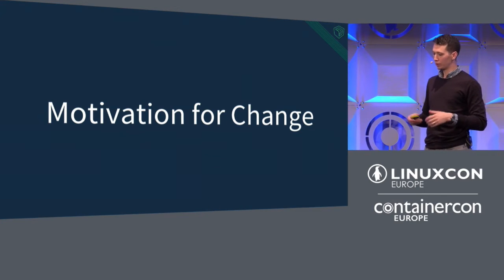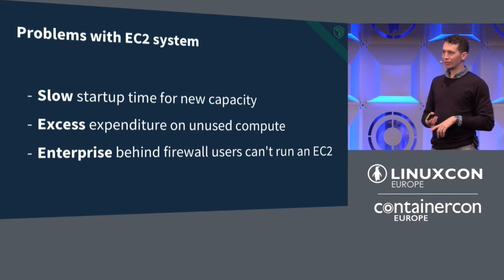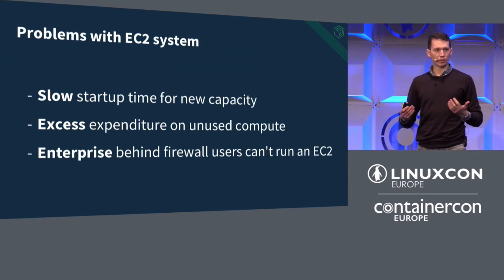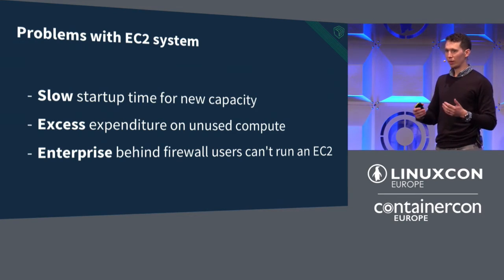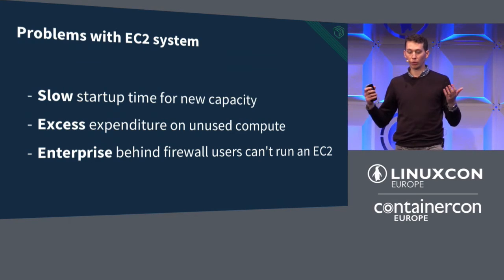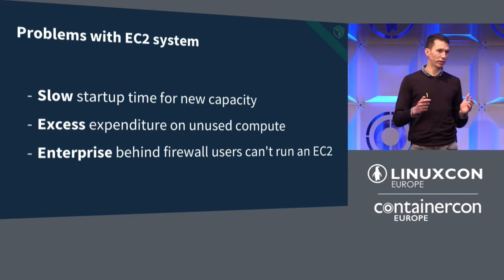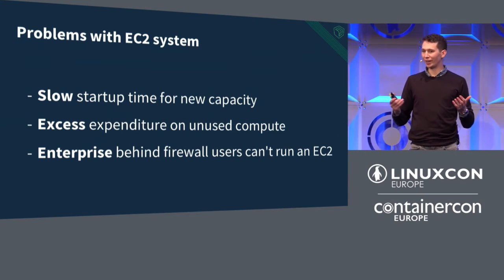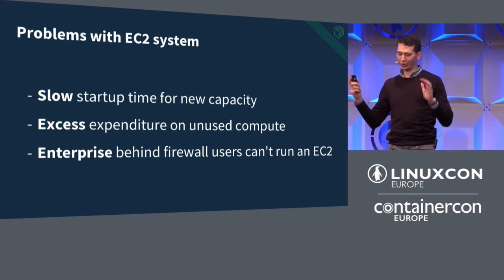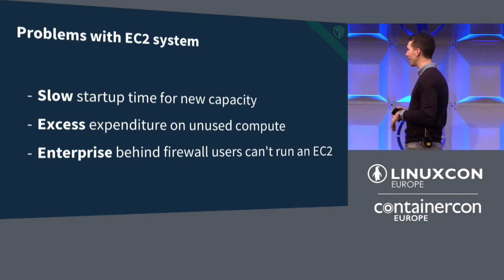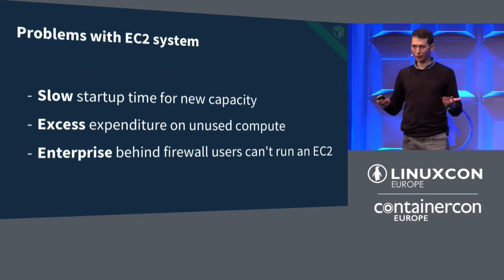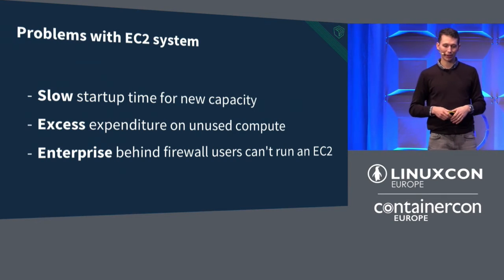But we had some motivators for change. So the first is that EC2 instances take a little bit of time to start up. So it's essentially on the order of a couple minutes. And this meant that once we get a webhook in, if we're adding capacity, it takes a couple minutes for those machines to start the build. We also had excess expenditure. So we weren't really spending the money on our infrastructure as efficiently as possible because these instances are billed on an hour basis, which we'll talk about in a second. And then finally, enterprise customers behind the firewall can't run EC2. So it's a little challenging for them to use this same experience.